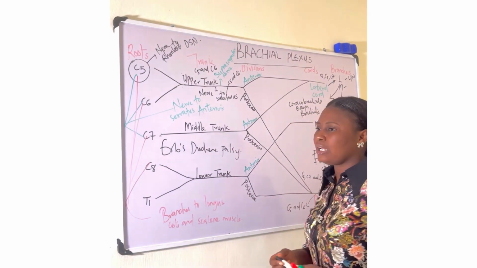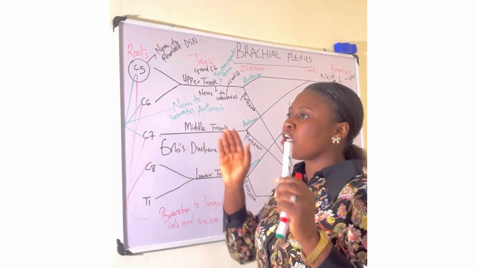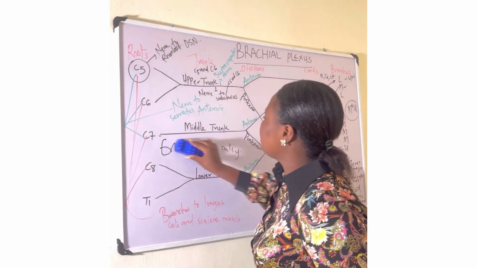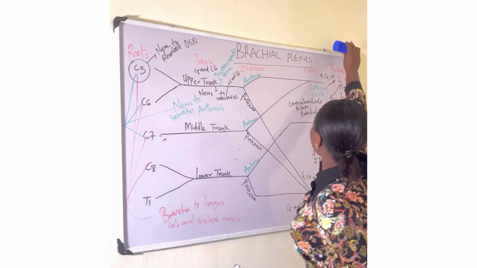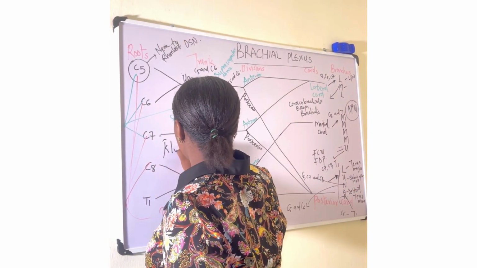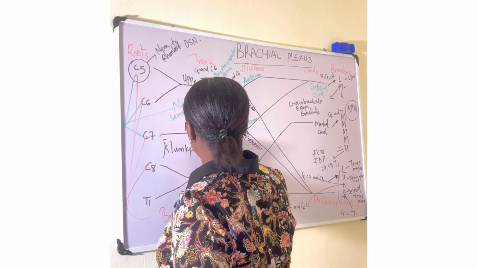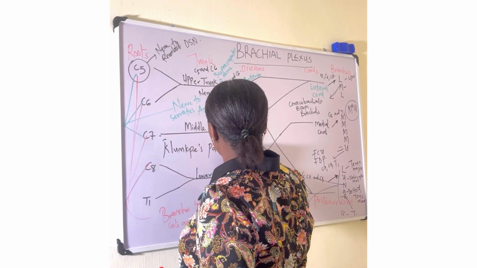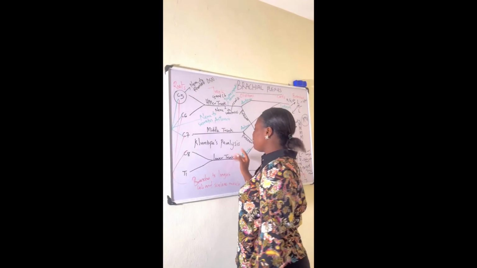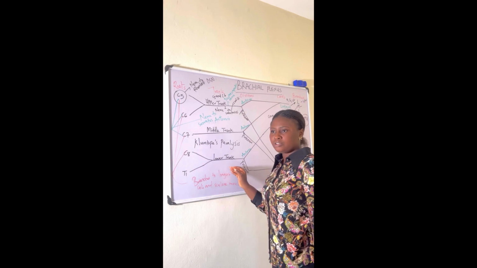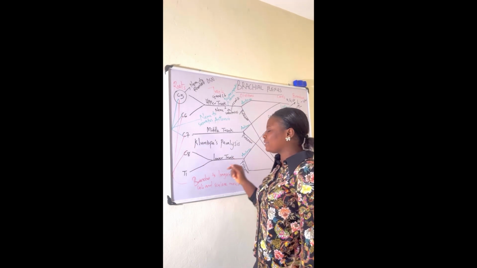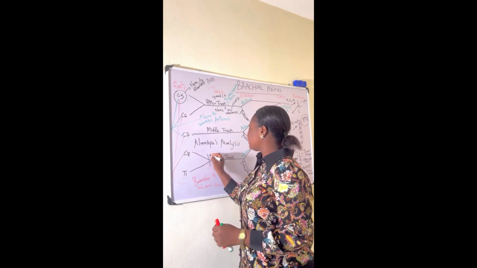Now the next one we're going to be looking into is Klumpke paralysis. Just like Erb's paralysis, Klumpke paralysis is at a particular trunk: the site of injury is at the lower trunk. Now if the site of injury is at the lower trunk, what automatically happens? It simply means that this place is going to be affected.